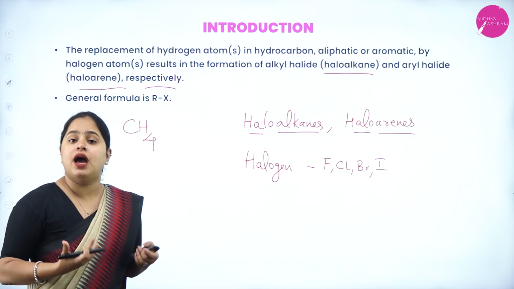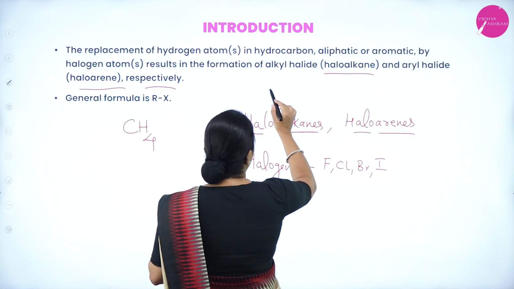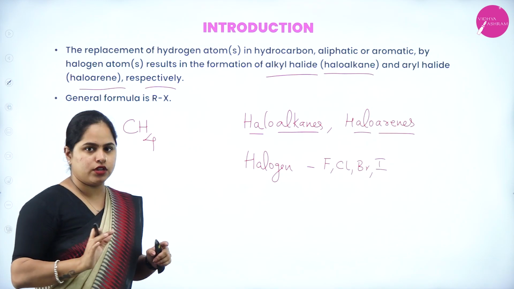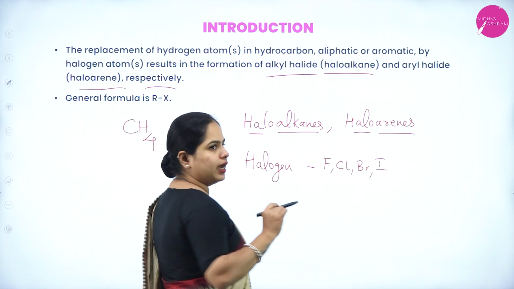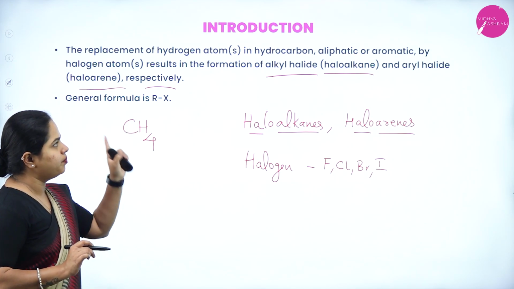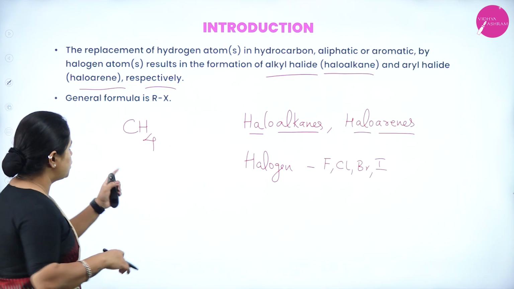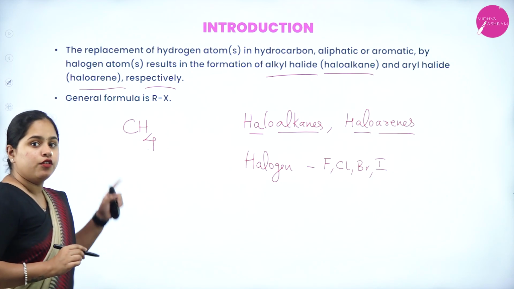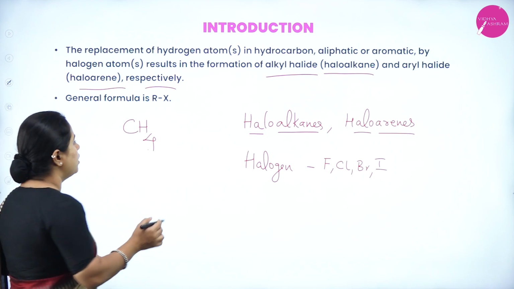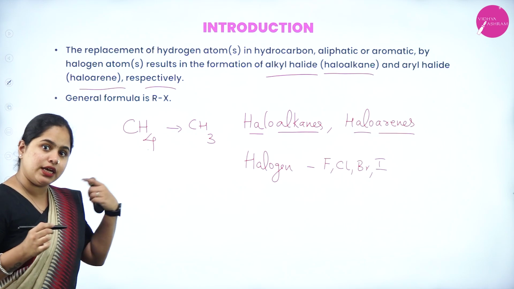So how do we obtain a haloalkane? Or else another name for haloalkane is alkyl halide. Okay, alkyl stands for, we are going to discuss. So another name for it is alkyl halide. So what does that mean? The replacement of hydrogen atom in hydrocarbon, whether it is aliphatic or aromatic, by halogen atom. So one hydrogen atom from your alkane is being replaced by another halogen atom. So what happens? This will become CH3. Right, one hydrogen atom is replaced.